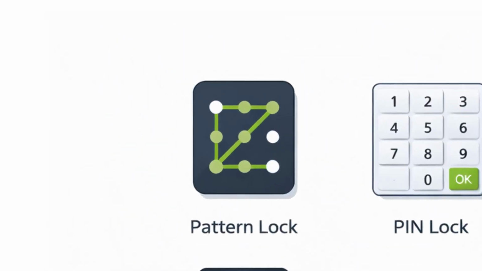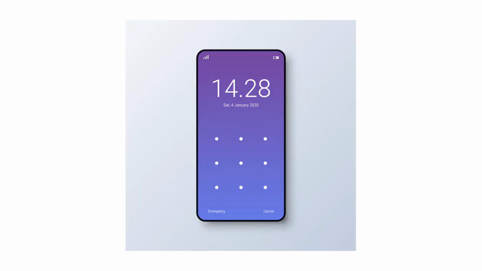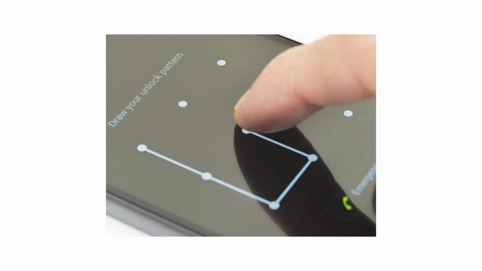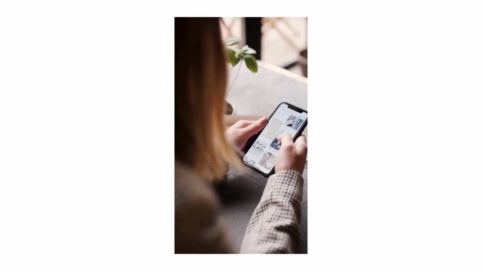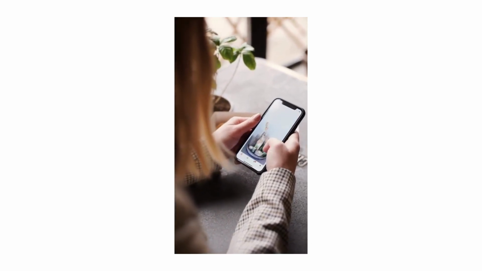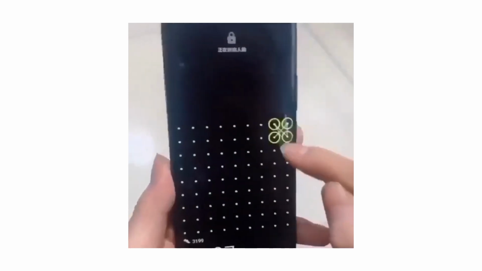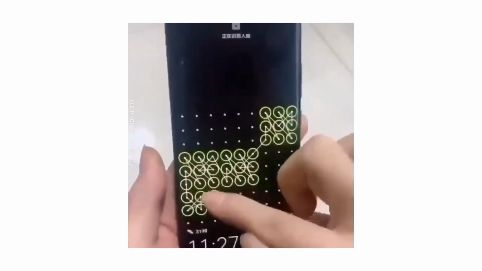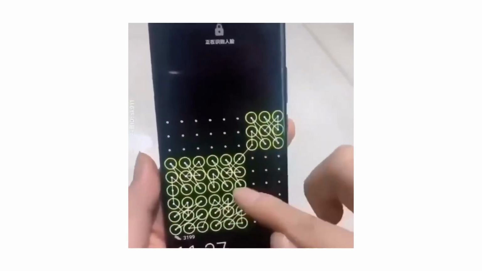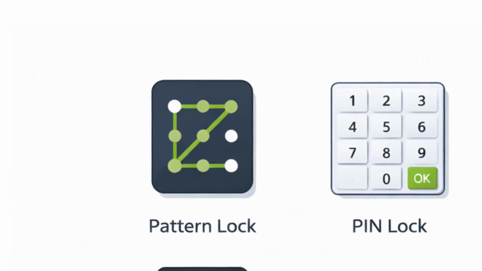Pattern lock screen. A pattern lock screen lets the user draw a specific shape by connecting dots on a grid. It became popular with touchscreen smartphones because it feels natural and visual rather than numeric. What makes it different is the reliance on muscle memory, where the hand remembers the motion more than the mind remembers a code. It matters because it is quick and intuitive, though it can be vulnerable if someone watches the pattern being drawn.